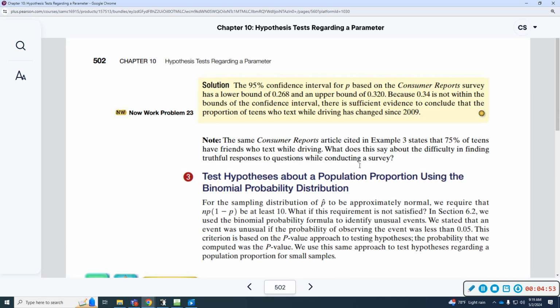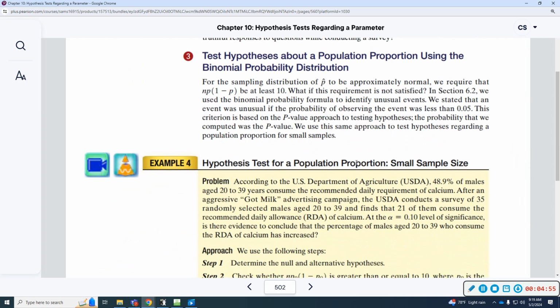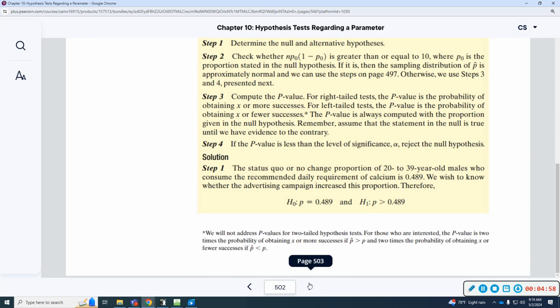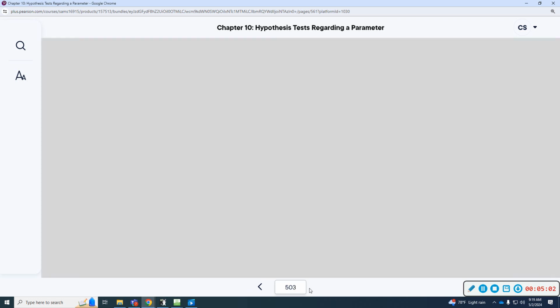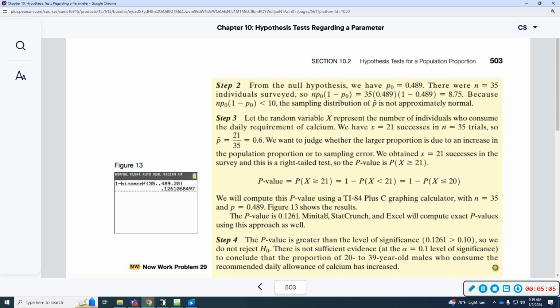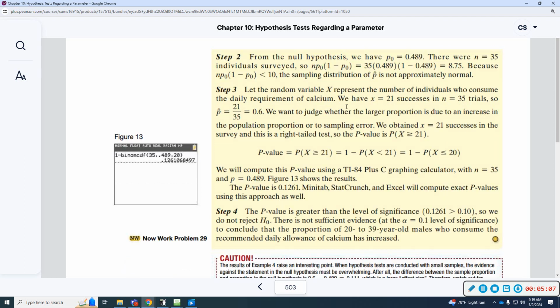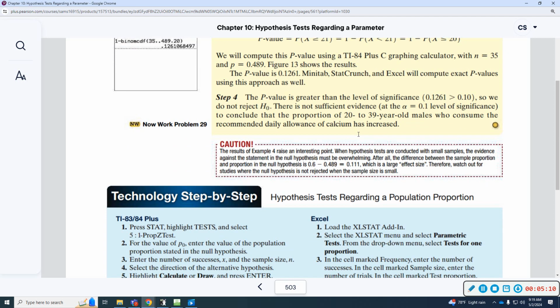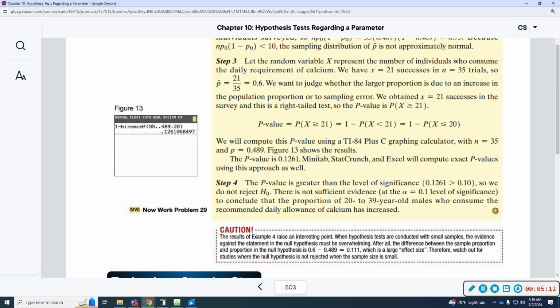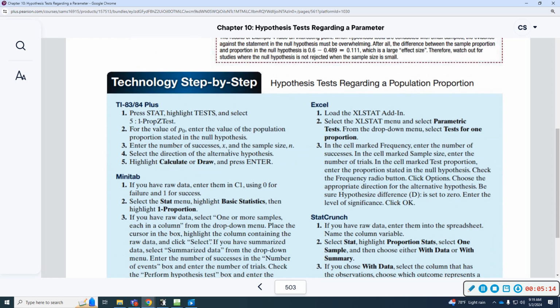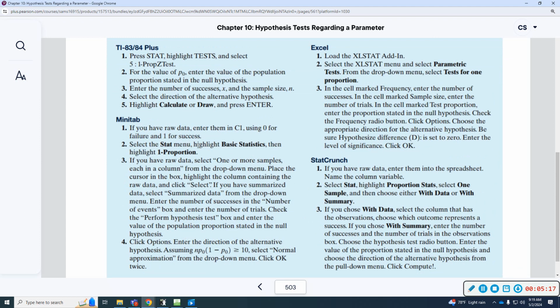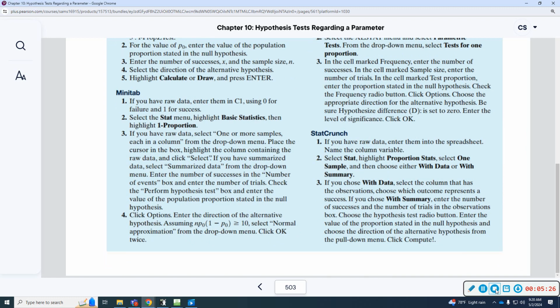Here's an example. And then they further give you how we find the null and alternative, using those to compute confidence interval. All right, so that's just an overview. Again, here's at the end how to use technology, calculator, Minitab, Excel, and StatCrunch. So with that, we're going to jump into MyMathLab and start doing examples.